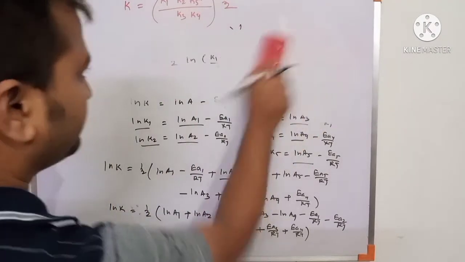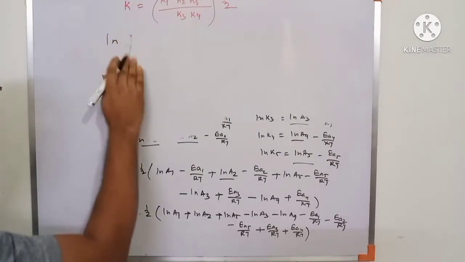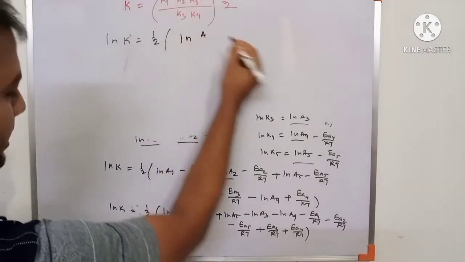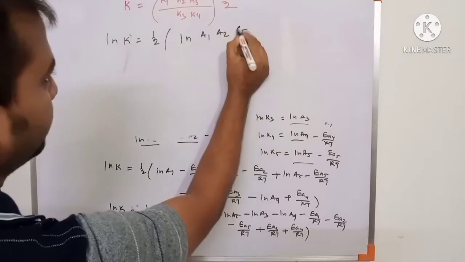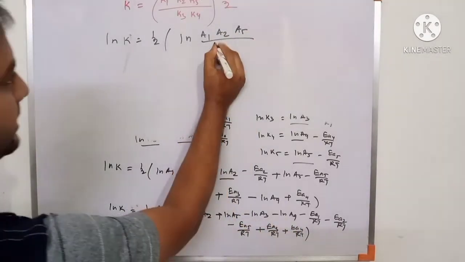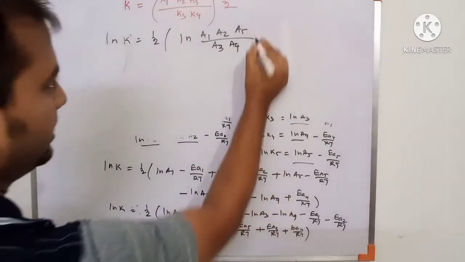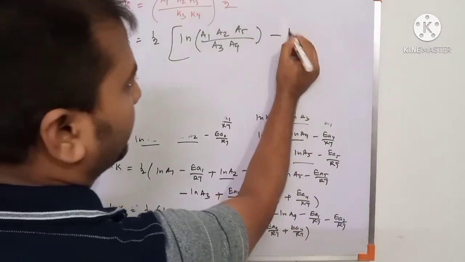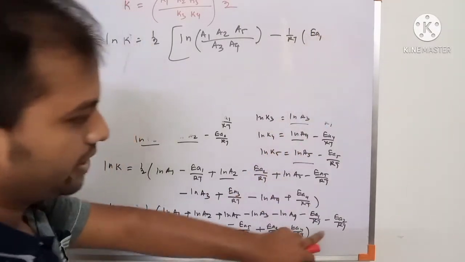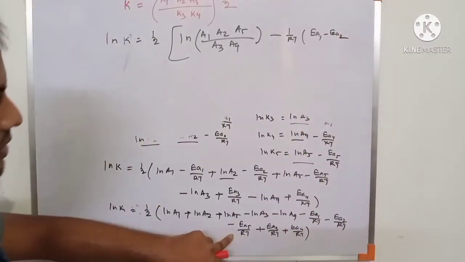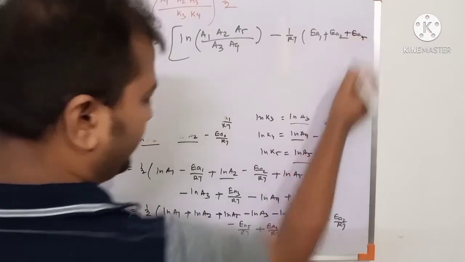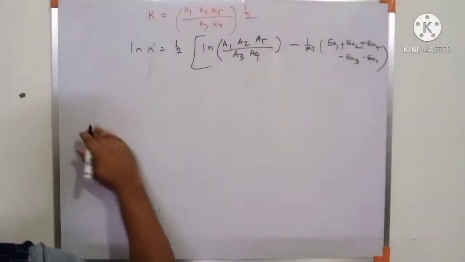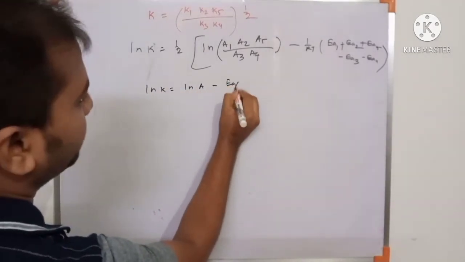Now in ln K equal to half into ln A1, A2, A5, addition so multiplied, divided by A3 and A4, this is the ln part, and minus 1 by RT common, so Ea1 minus Ea2 minus Ea5 minus Ea3 minus Ea4 taken together. This is equation number 2, we know ln K equal to ln A minus Ea by RT.